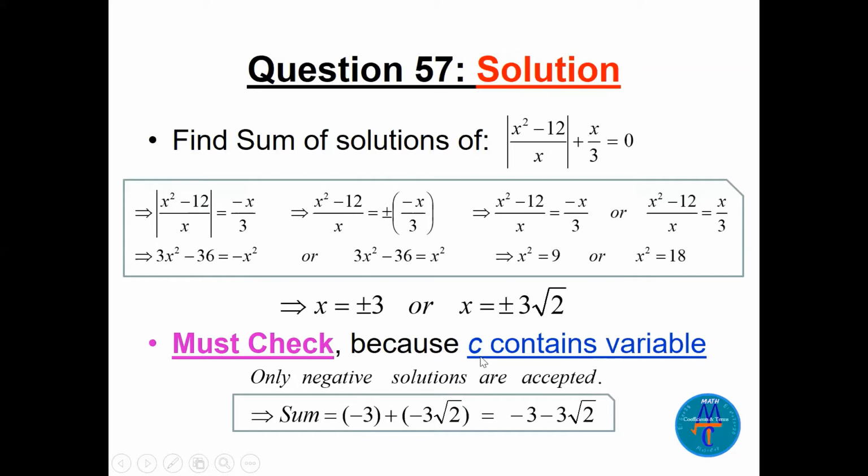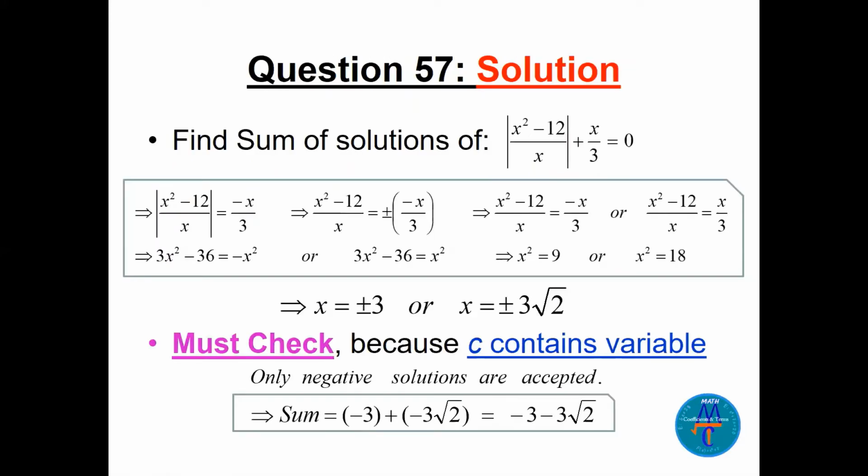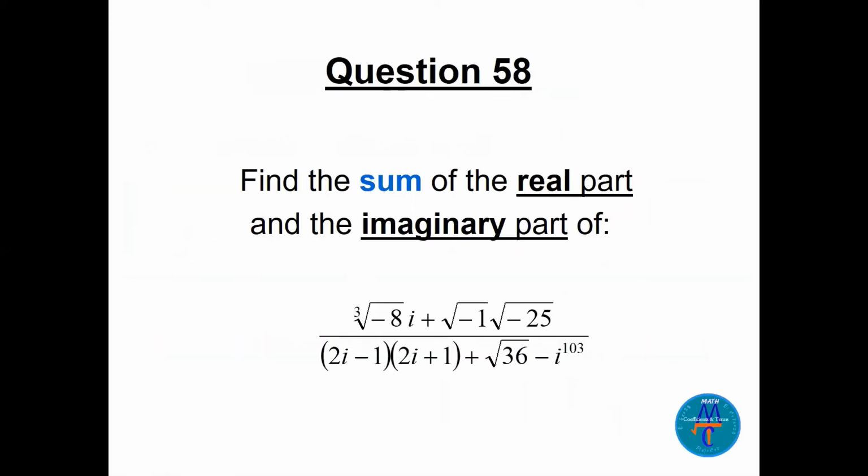Why do we check? Because c contains a variable. C is the value on the right side here, minus x over 3. So I take the negative here, I take the negative there, and then I add them. I cannot simplify more. Minus 3 square root of 2 is the sum. You see, we need the sum, and it should be negative.